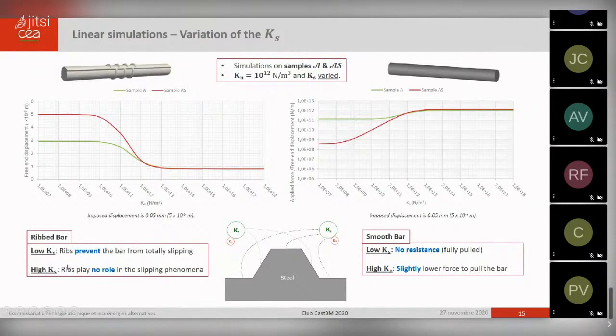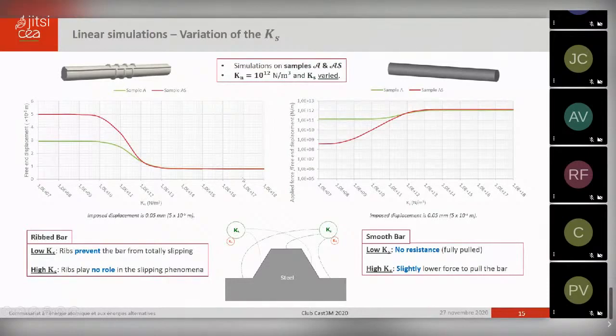You can see that for low values of Ks, the ribs prevented the bar technically from slipping. The post displacement is 2.05 millimeter, you can see, while for the smooth bar there was technically no resistance at all for these certain values. So the only thing which played a role in here was the ribs.